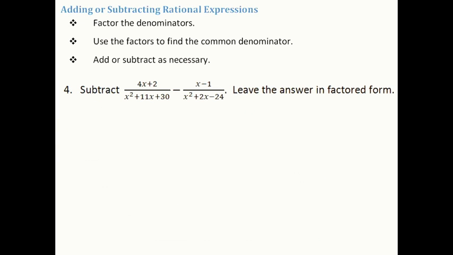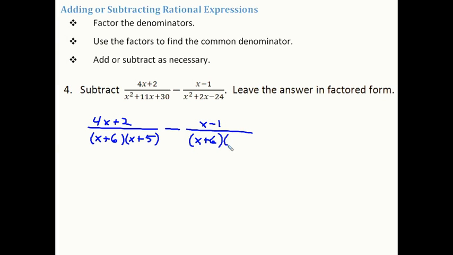Here we're going to subtract. So again, to subtract, we have to have a common denominator. So right now we have a 4x plus 2 over x plus 6 and x plus 5. And we want to subtract x minus 1, and this factors to x plus 6 times x minus 4.